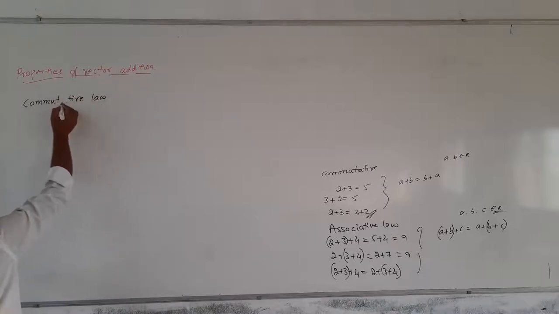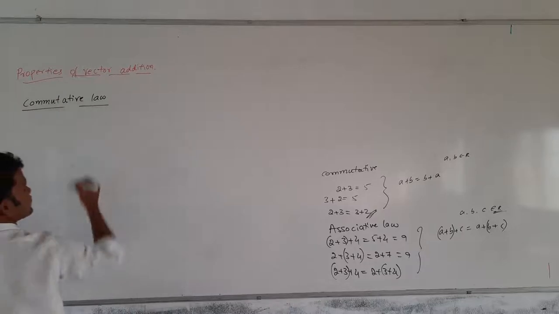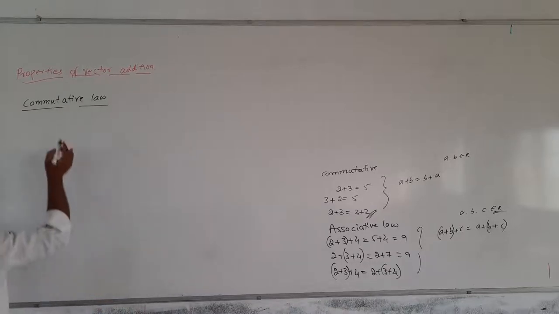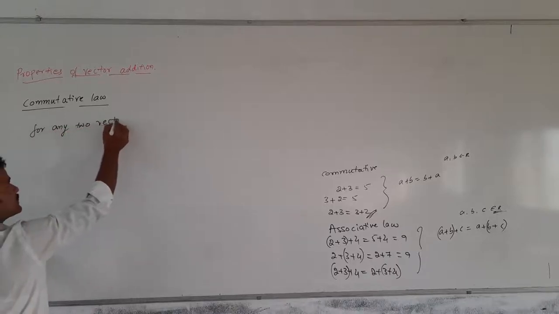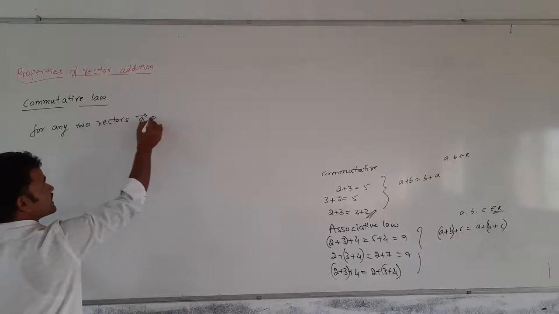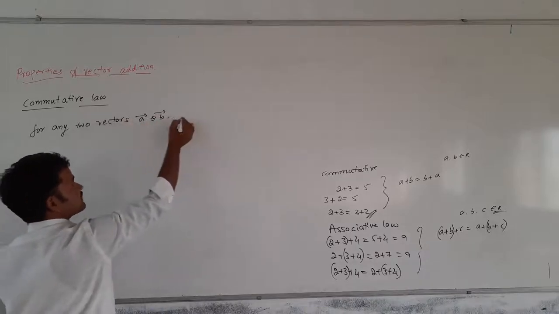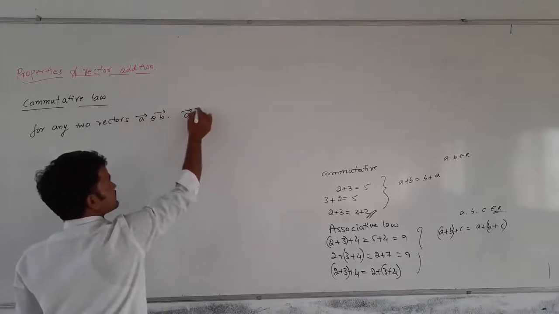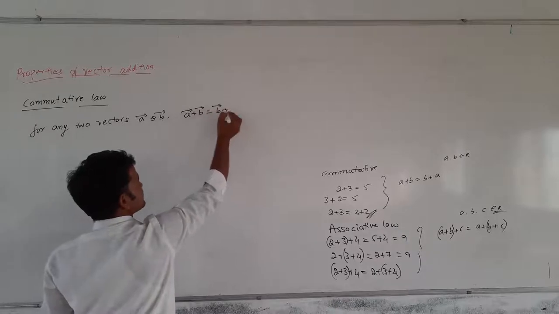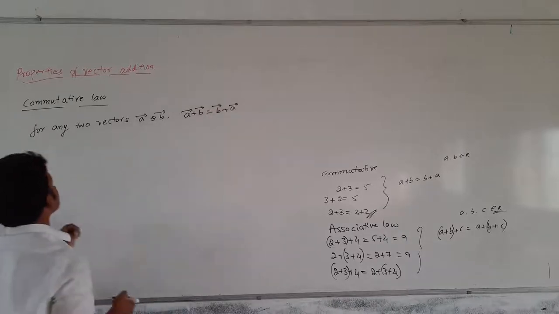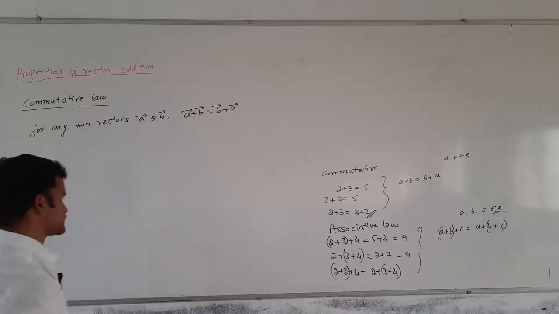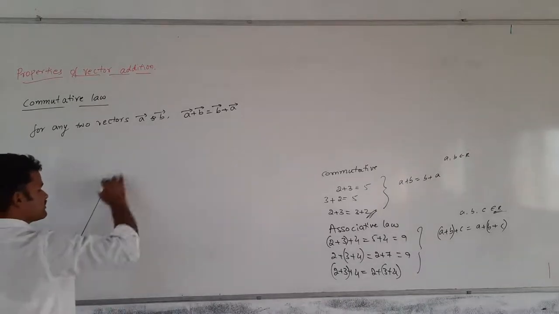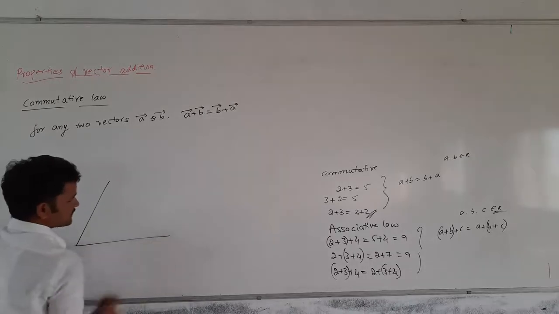Commutative law. See, for any two vectors A and B, we have vector A plus vector B is equal to vector B plus vector A. This is what the commutative law is. How is it true? Let us check it. According to the parallelogram law of vector addition, we can go like that.